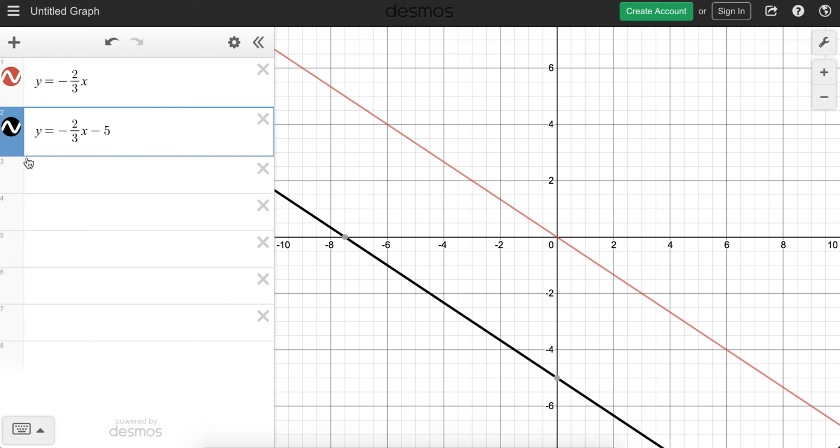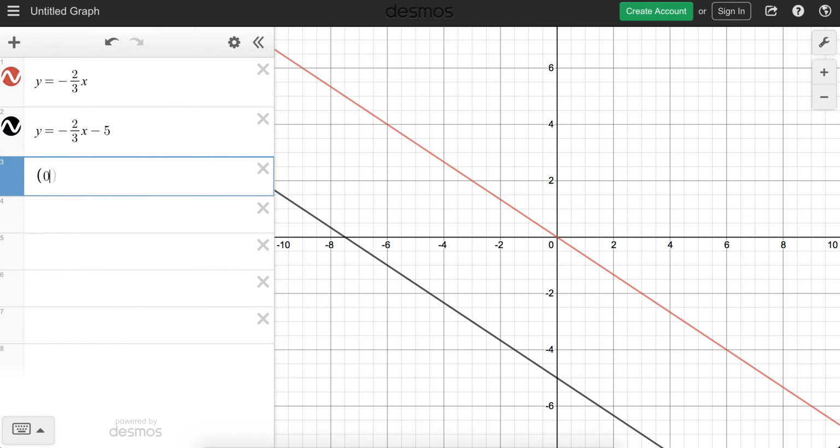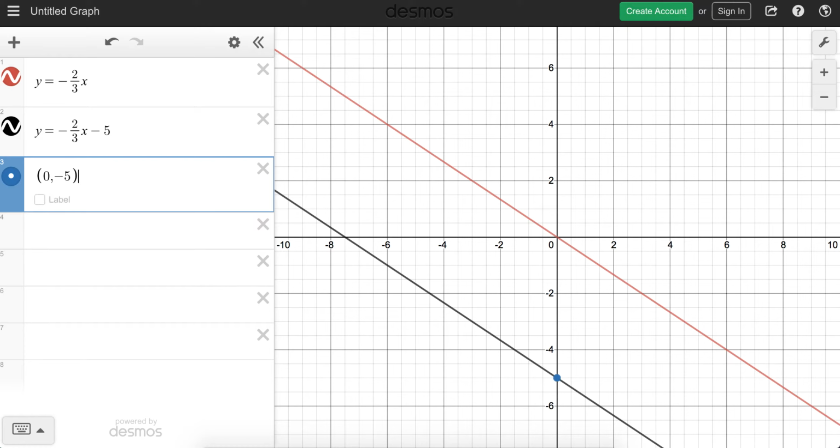So this type of equation, y equals something x plus or minus something, has a special name in math. It's called slope-intercept form, where the coefficient of x, the number in front of x, is the slope of the line, the steepness of the line, and the number after x is the y-intercept. So here, when it's negative 2/3 x minus 5, the y-intercept is (0, -5). That's where the line crosses the y-axis.